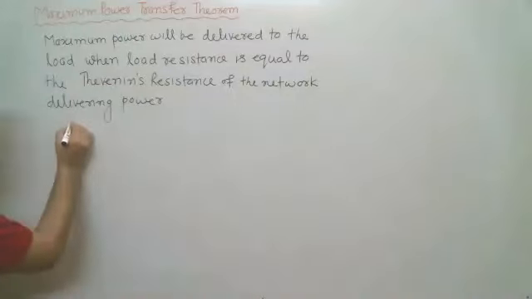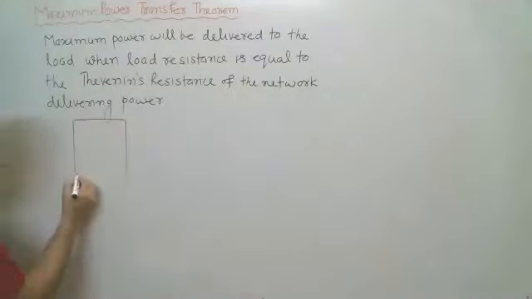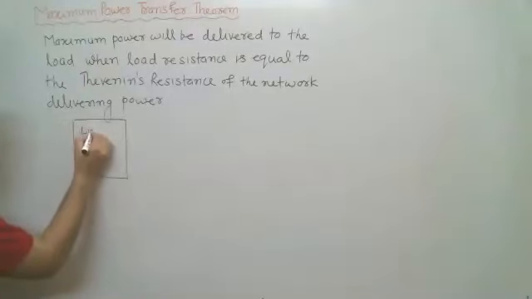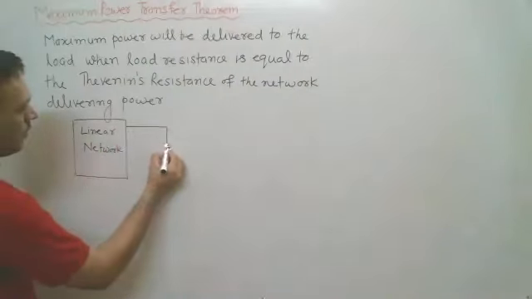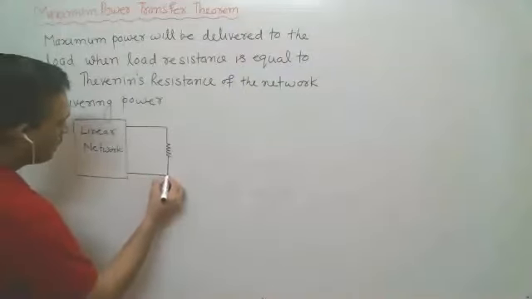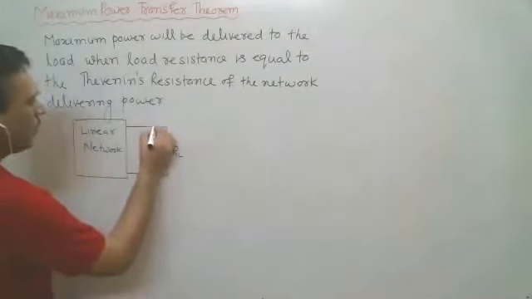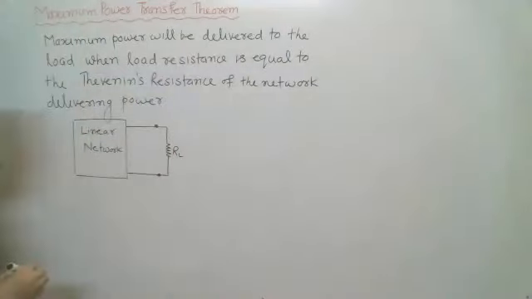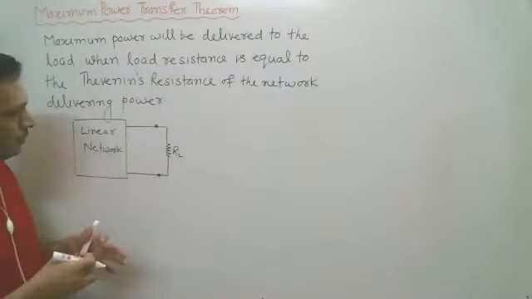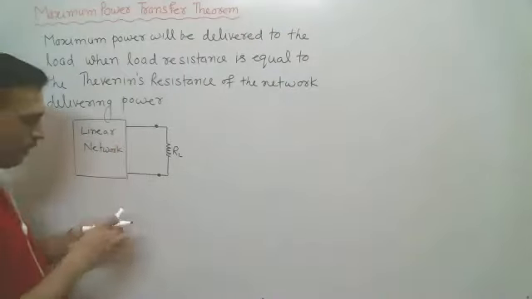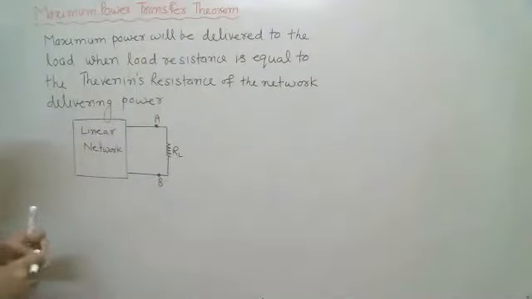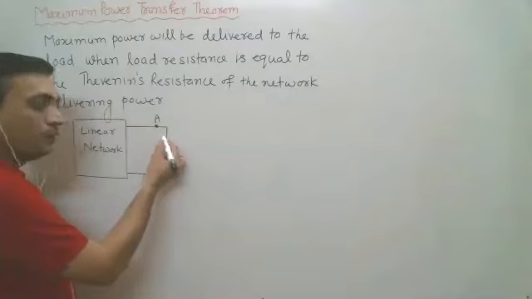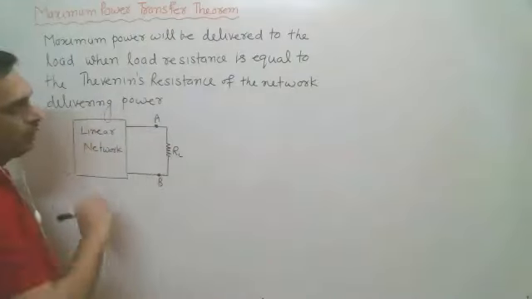So if you have any linear network, it's a linear network, this load is connected across AB. So load is connected across point A and B. And you have to find what will be the maximum power delivered to the load.